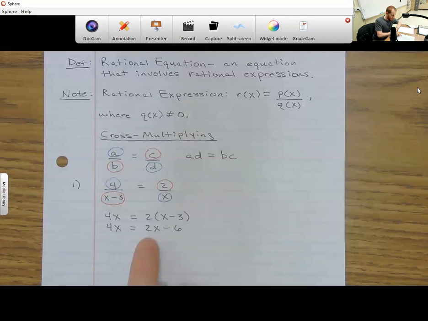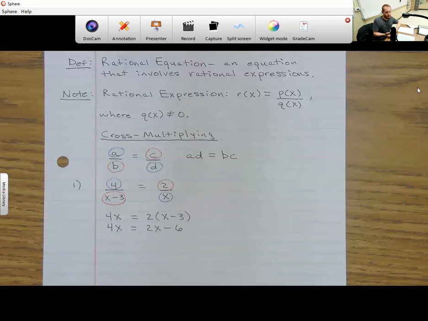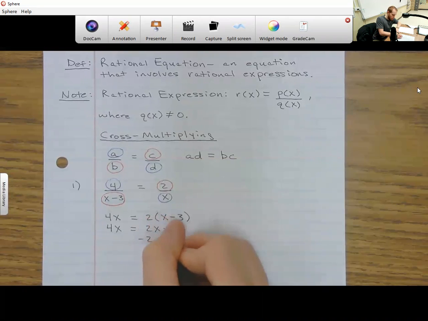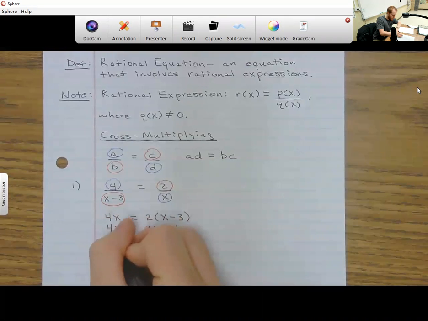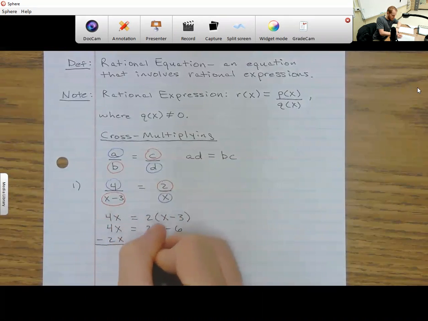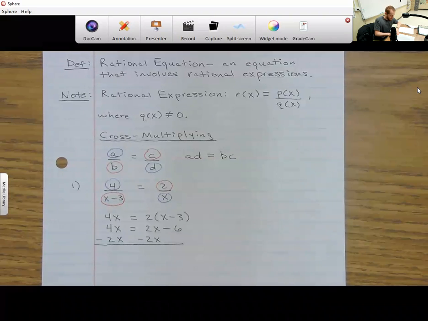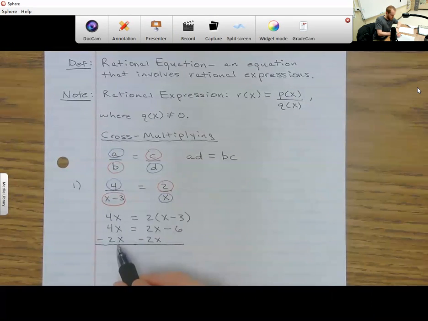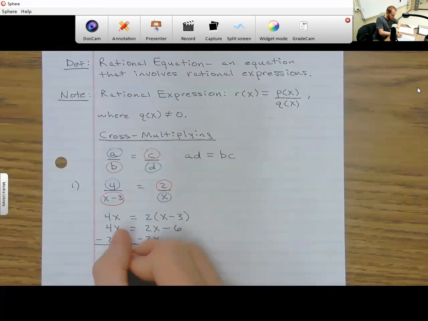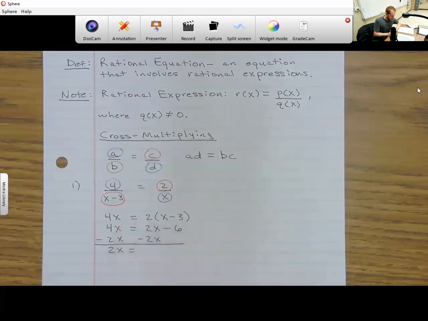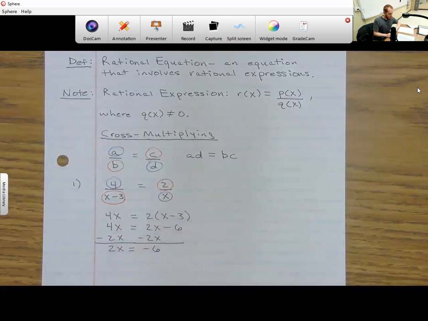So to get the 2x over to this side, I can subtract 2x from both sides. So I'm going to subtract 2x from both sides of the equal sign, and we'll see what happens. Okay, so 4x minus 2x is going to give me 2x equals. Now the 2x and the minus 2x are going to cancel each other out, and I'm only left with the negative 6. That negative 6 is going to come down. All right, so I've got 2x equals negative 6.